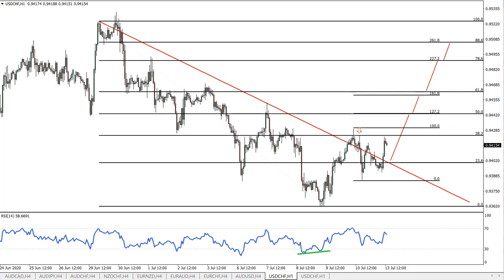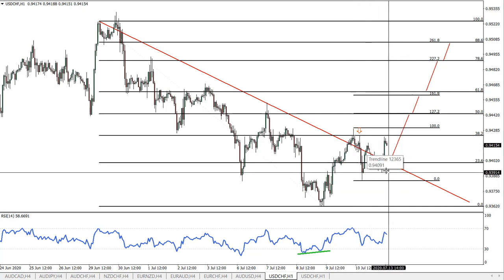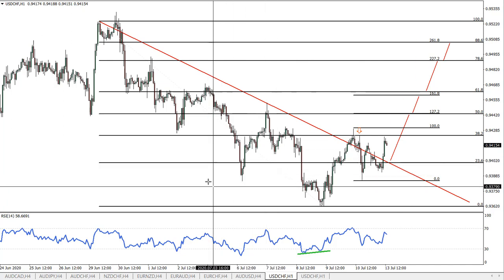Let's have a look at the price action of the dollar Swiss franc on the hourly time frame. First, what I did is use this downtrend trend line where we can see price did break above once, then second time, and now third time. What is interesting about the price action?